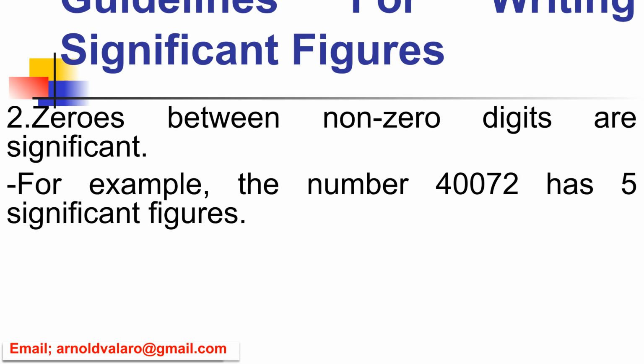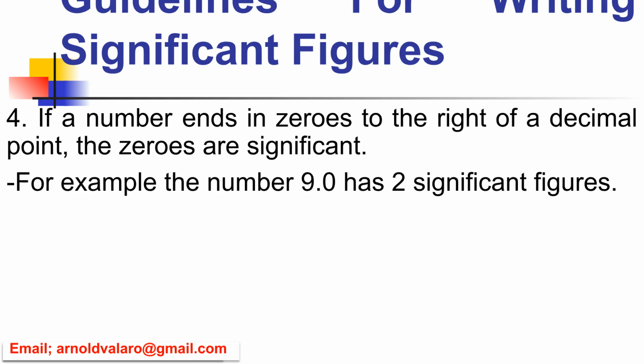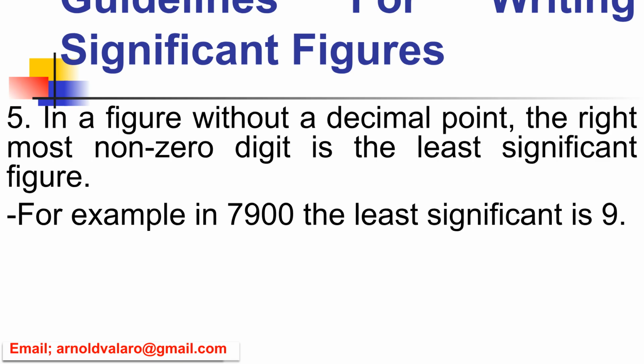In the number 40,072, there are 5 significant figures. Third, zeros to the left of non-zero digits are not significant. For example, 0.89 and 0.089 both have 2 significant figures. Fourth, if a number ends in zeros to the right of a decimal point, those zeros are significant. For example, the number 9.0 has 2 significant figures. Fifth, in a figure without a decimal point, the rightmost non-zero digit is the least significant figure. In 7,900, the least significant is 9.